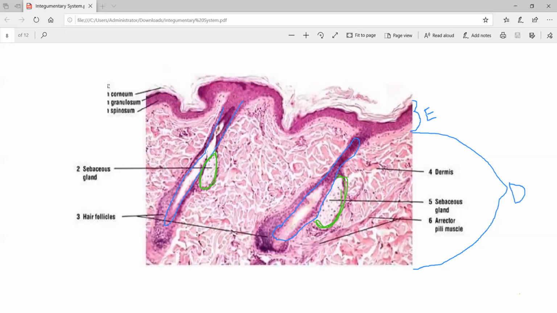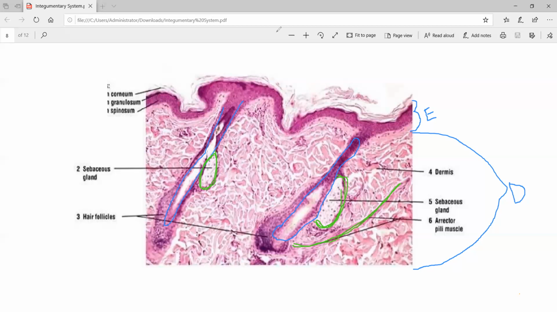Now I'm going to draw a line where the Erector Peli muscle is. Your Erector Peli muscle is going to be a pink stripe or pink line that comes off towards the base of that hair follicle. So that is your Erector Peli muscle.